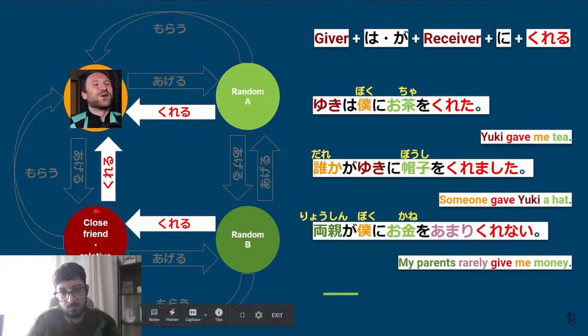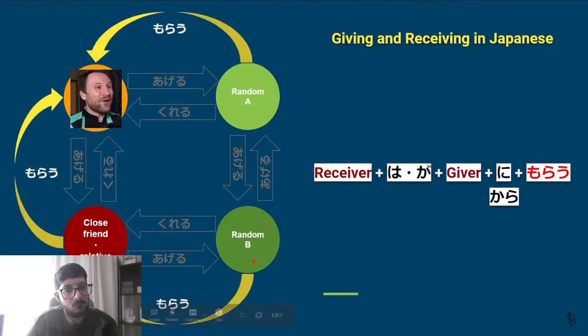両親が僕にお金をあんまりくれない. So you can use it in the negative as well to say not give, of course, just like any verb. By the way, all of these, あげる、もらう is different, but あげる and くれる are conjugated like ichidan verbs. Okay, so now もらう can be used in pretty much the same way as くれる in all the same situations.